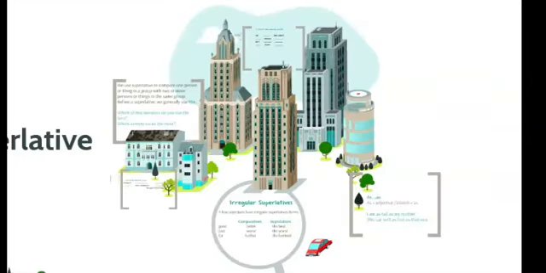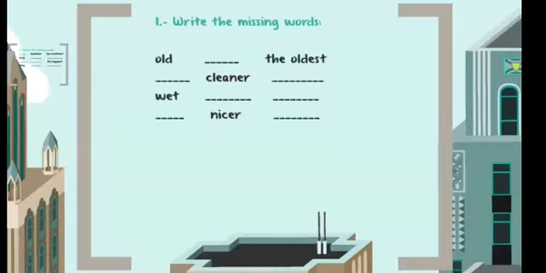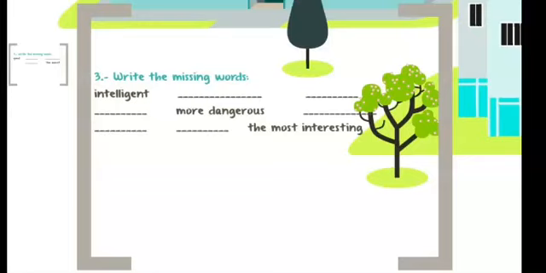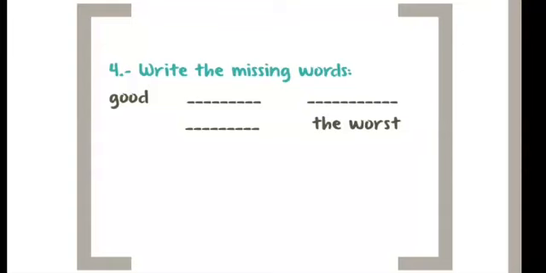Okay, so let's continue. Here, as homework for today, boys and girls, we have four exercises where you are going to practice how to write the superlative and comparative adjectives, and also the base form of the adjectives. Please write out those exercises in your notebooks and send me a picture of your work. Okay, thank you so much.